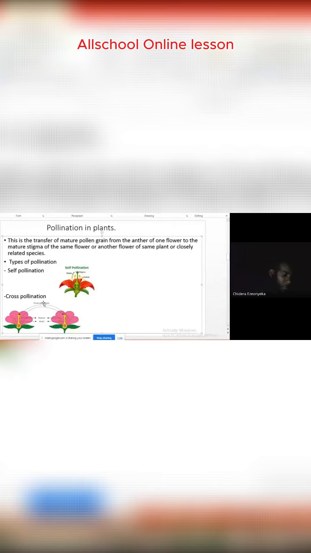Now let's talk about self-pollination. Self-pollination has to do with the transfer of mature pollen grain from the anther to the stigma of the same flower. From the anther to the stigma of the same flower. That is what self-pollination is talking about.